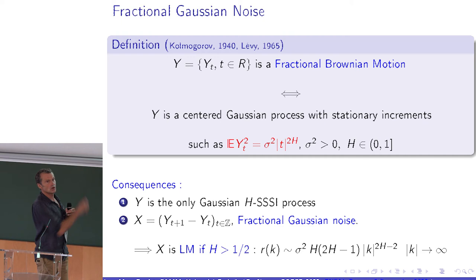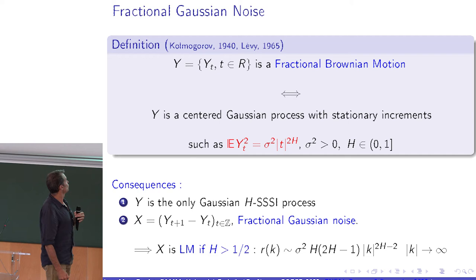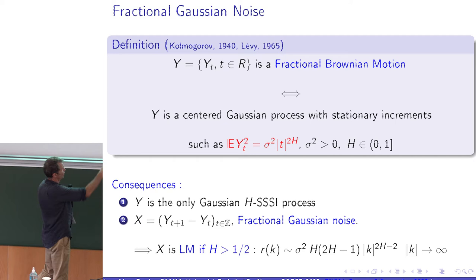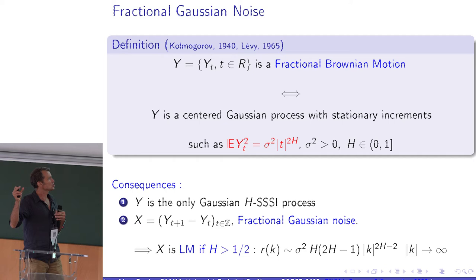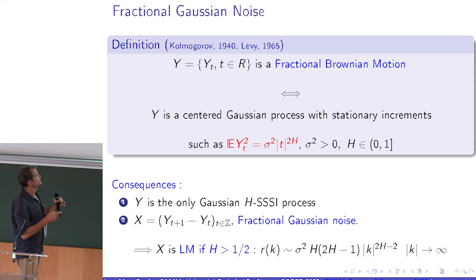So now we have two properties of such a process. First, this is the only Gaussian self-similar stationary increment process. And also, another property: if you consider the increment of such a process, you obtain fractional Gaussian noise, and it's not really difficult to prove that in such a case, the autocovariance also behaves as a power law, where the power is 2H minus 2. That is, when you consider H between 1/2 and 1, this power is between 0 and minus 1, as we said previously. So this is a long memory process in such a case.